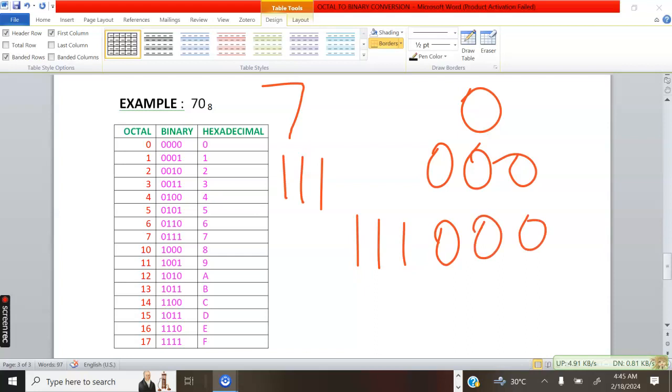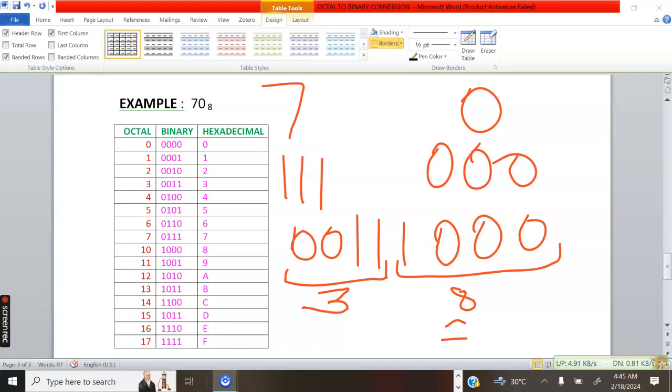Okay, in a group of 4, the first group is from that point, then add another 2 zeros on this other side. So 1000, just as you can see from the table, this is 8, while 0011 is equivalent to 3. Therefore, the final answer will be 38 base 16. It's that simple.